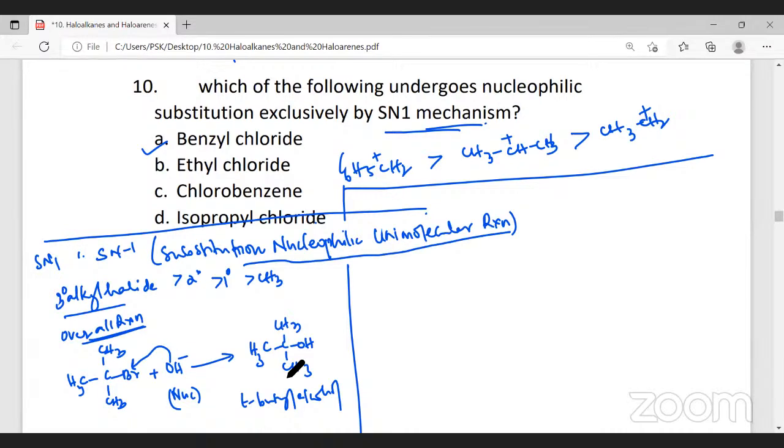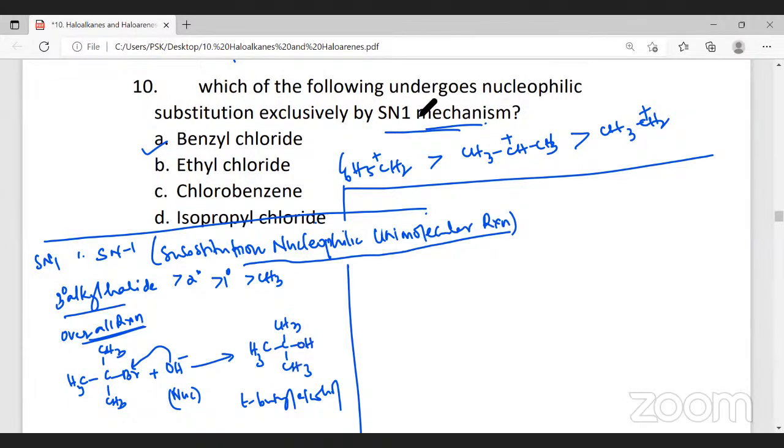Did you understand the overall reaction? What will be the statement you will write? The statement you will write is: when tertiary butyl bromide is allowed to react with aqueous NaOH or aqueous KOH, a nucleophilic substitution reaction takes place, forming tertiary butyl alcohol. Did you follow the overall reaction? Yes, sir.